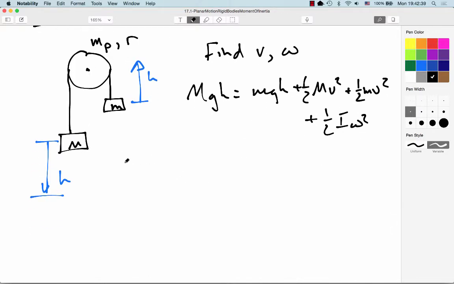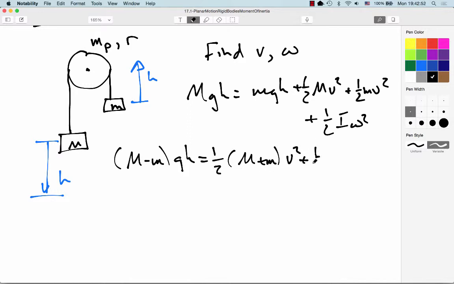Okay, so we can rearrange a bit. We get (M minus m) gh equals 1/2 (M plus m) v squared plus 1/2, and the moment of inertia for our disk is going to be 1/2 M_p r squared. So we pick up another 1/2 M_p r squared times omega squared. Well, you look at this and say, zounds, r omega is v, so this is v squared.